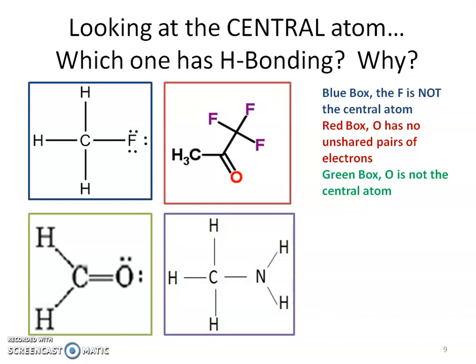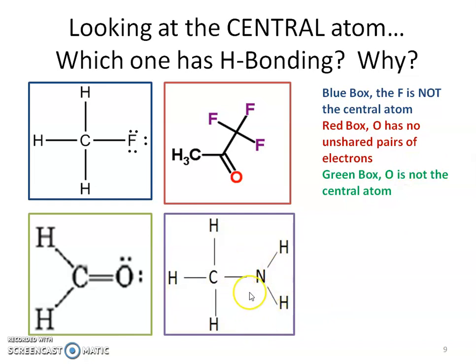The red box, again, the oxygen there, really doesn't have any unshared pairs of electrons. You know what? Maybe it does. I apologize. There probably is, right? Because 1, 2, 3, 4, 5, 6, 7, 8. There are two unshared pairs of electrons. However, again, it's not the central atom. The green box, same thing, because this C-double-O is the same as this C-double-O, it's on the outskirts, it's not on the inside.